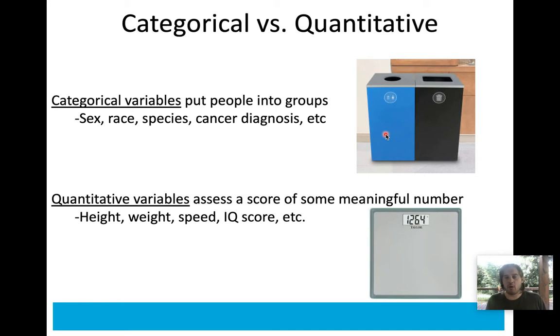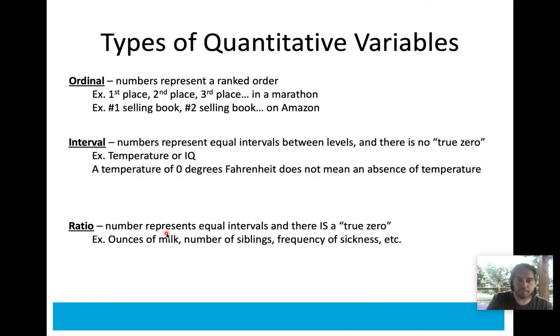So you will often see quantitative variables shifted into a categorical variable. Age ranges, for example. Are you under 18 or over 18? That's taking a quantitative variable, age, and turning it into a categorical variable. So that's very common for lots of practical reasons in the real world. Okay, so that distinction between categorical and quantitative is pretty straightforward.